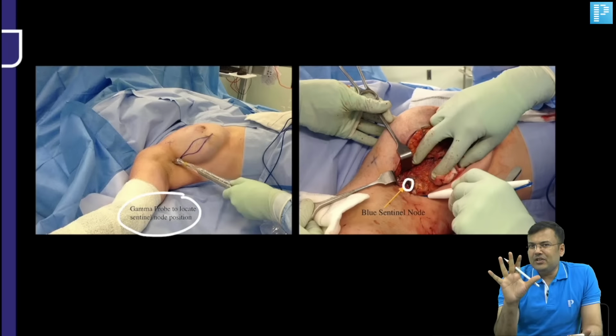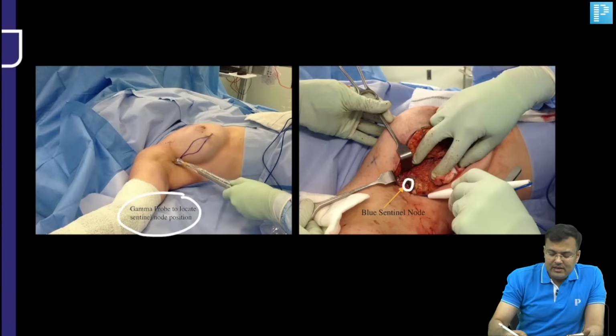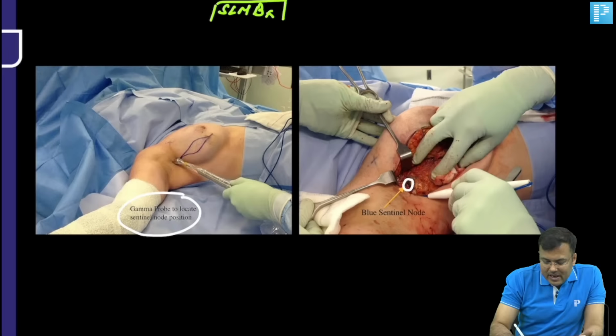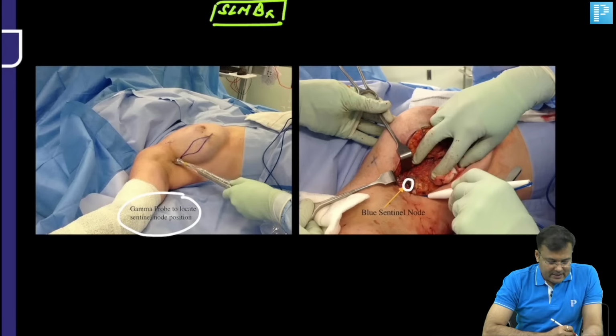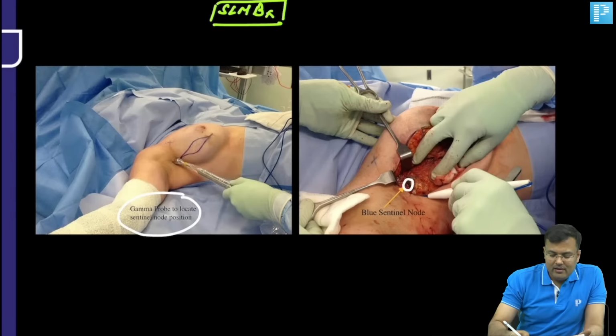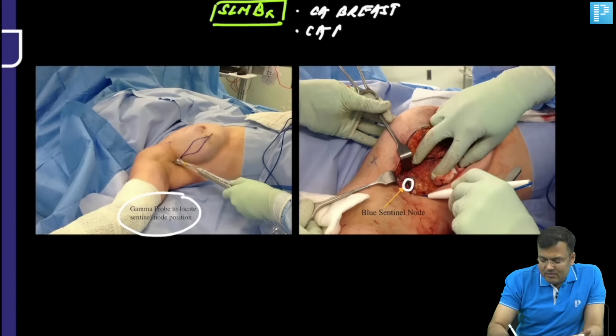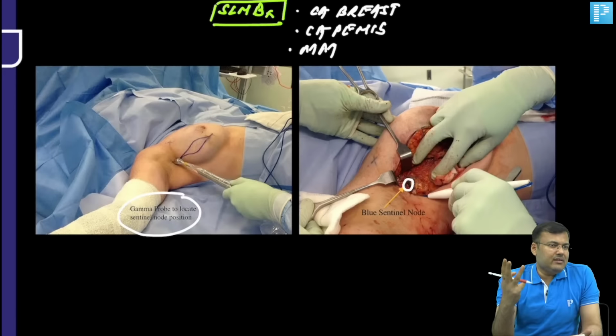Can you tell me the established indications of sentinel lymph node biopsy? In which malignancies are we doing sentinel lymph node biopsy? Obviously, it is done in CA breast, carcinoma penis, and malignant melanoma. I am repeating, these are the three established indications: CA breast, carcinoma penis, and malignant melanoma.